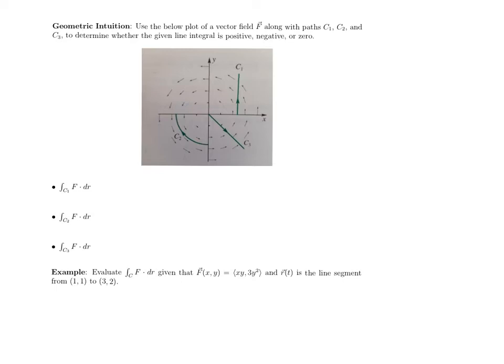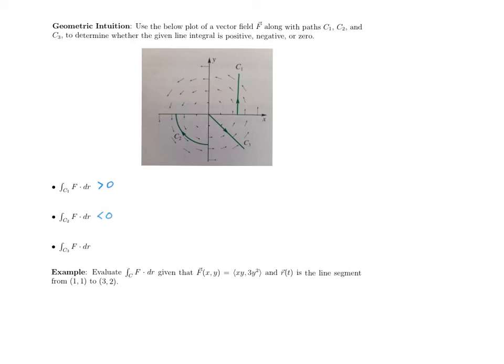Now that you've paused the video and thought about the problem for a bit, note C1, motion along that curve will be helped by the vector field, which implies that the line integral over C1 would be positive. For C2, you're essentially going in the opposite direction of the vector field. So the value of that line integral is negative.